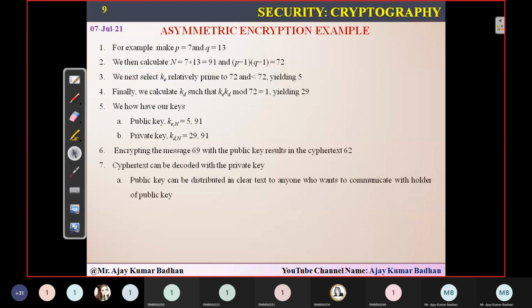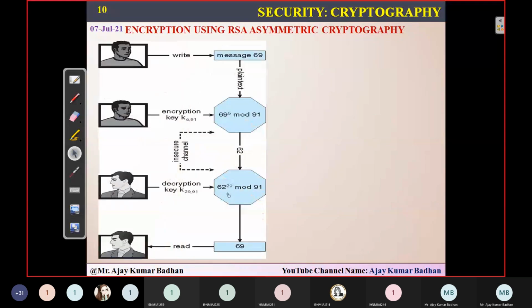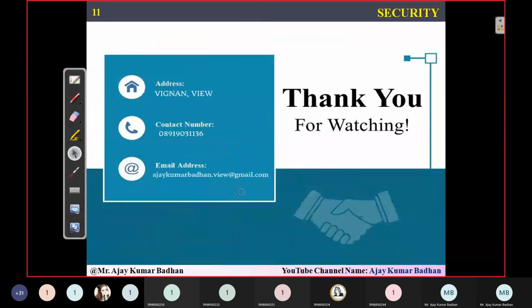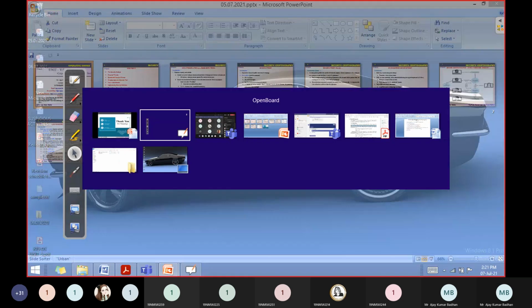Once we complete asymmetric key and authentication, we'll be using some related material, and finally we'll be completing this particular unit. I hope you have understood this concept, and if you have any doubts, you can just ping me.